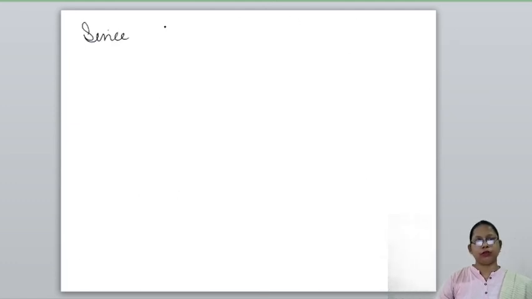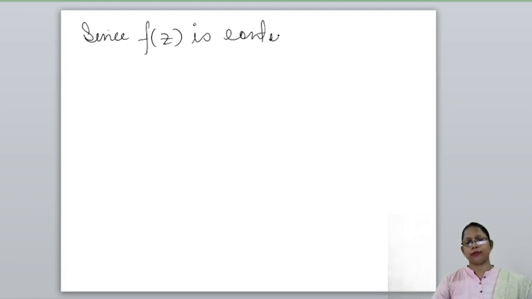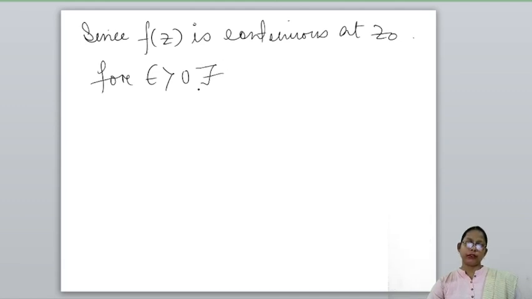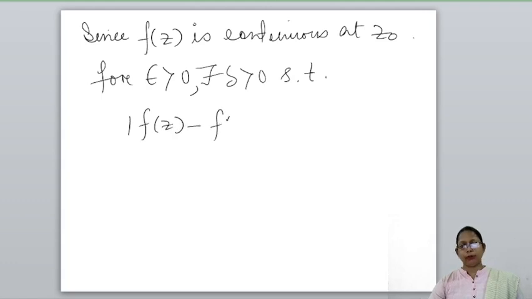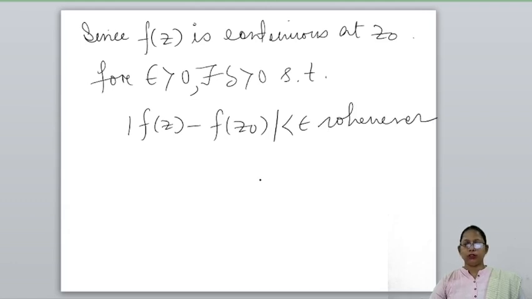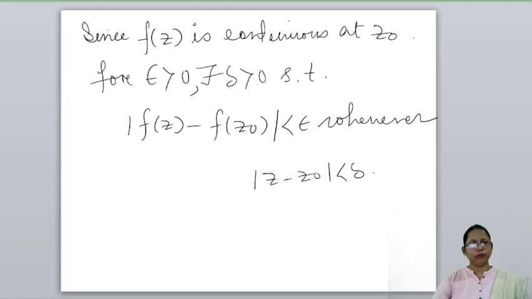Since f(z) is continuous at z naught, by the definition of continuity, for epsilon greater than 0 there exists delta greater than 0 such that the modulus of f(z) minus f(z naught) is less than epsilon whenever the modulus of z minus z naught is less than delta. That is for all points z near z naught.